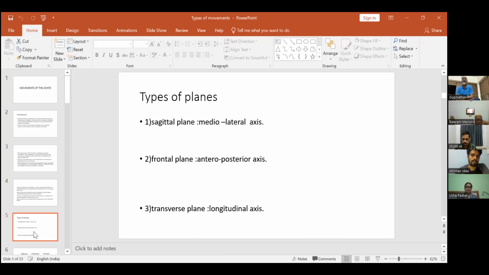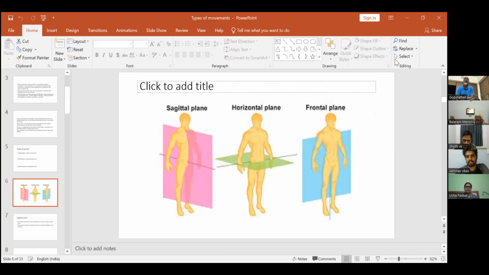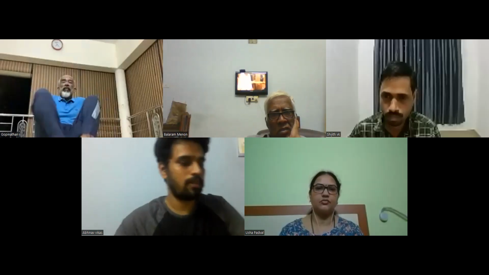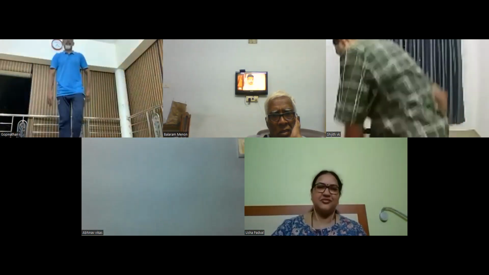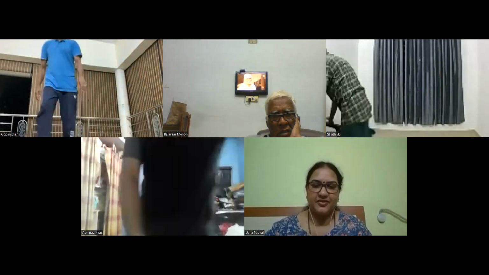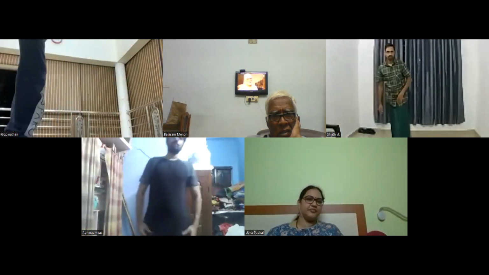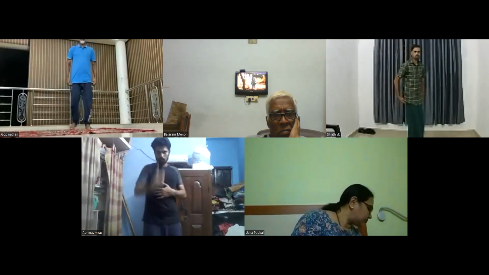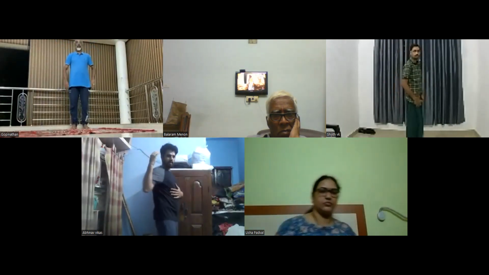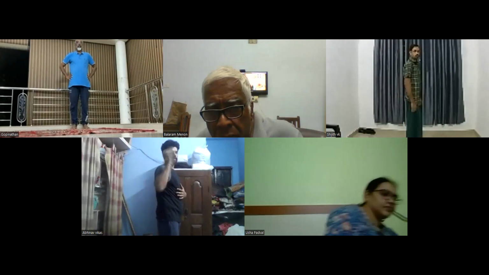They are the sagittal plane, frontal plane, and transverse plane. We'll see what these are. Okay, back to the positions, everyone. What is the sagittal plane? It is the top to bottom, anterior to posterior plane.